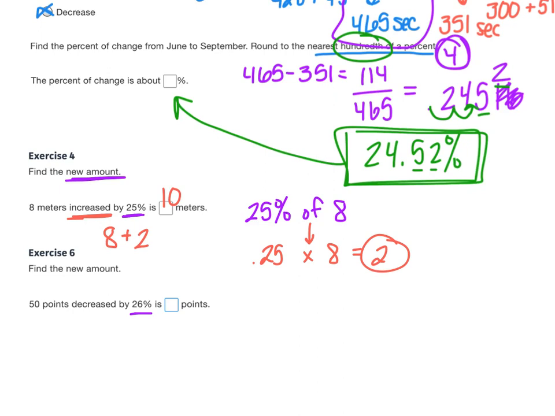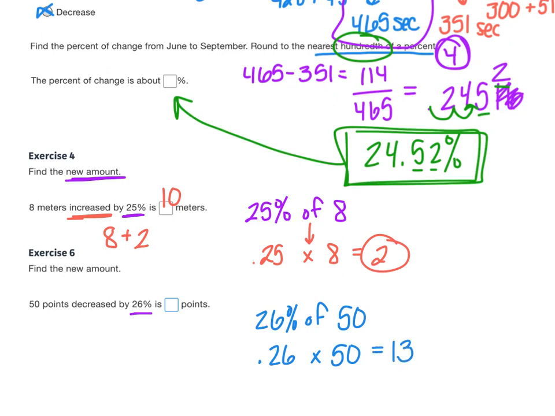So let's say you're buying something for $50. I know it says 50 points. And it's 26% off. So how would I find out what that new amount is going to be? Well, we're going to do the exact same thing. We need to know what is 26% of 50. So we replace of with times, change 26% to 0.26, and we do 0.26 times 50. 0.26 times 50 gives us 13.